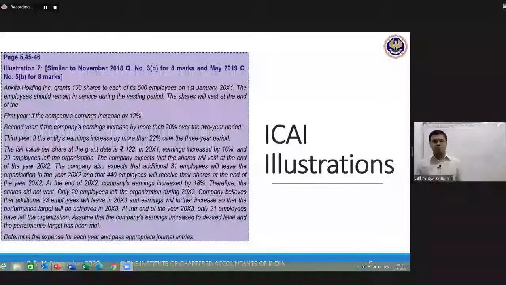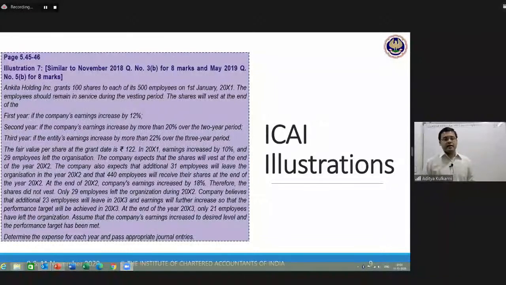The fair value per share at the grant date is 122. And we always know that for ESOPs, the fair value per share at the grant date is important. There will not be any revaluation. Why? Because I do not revalue my own equity.